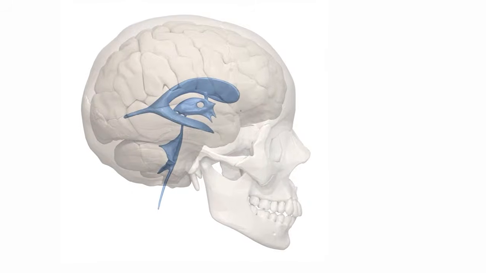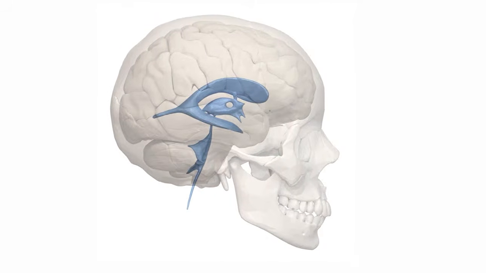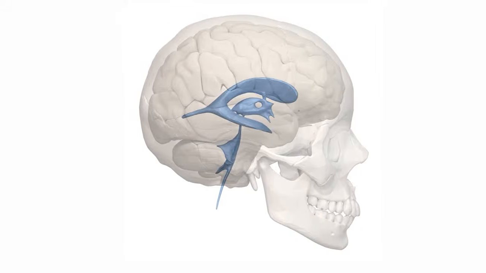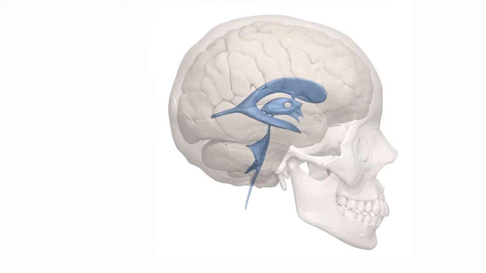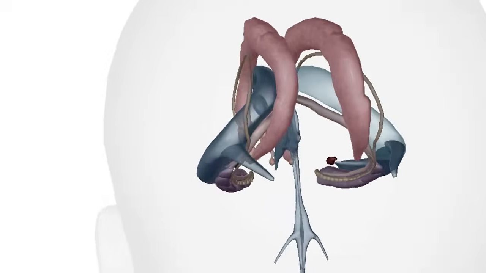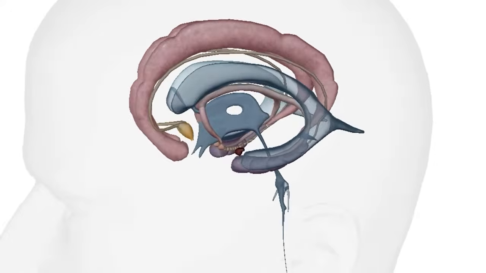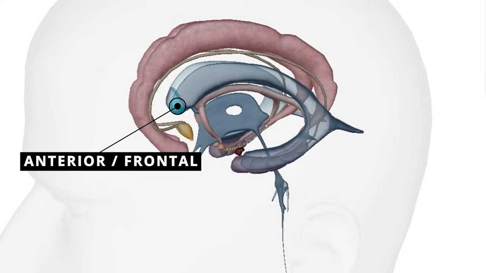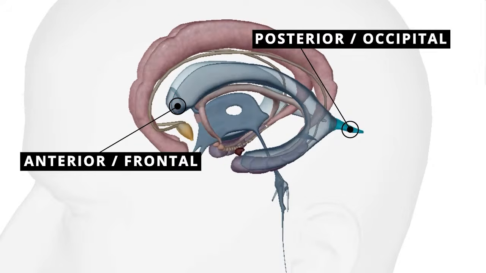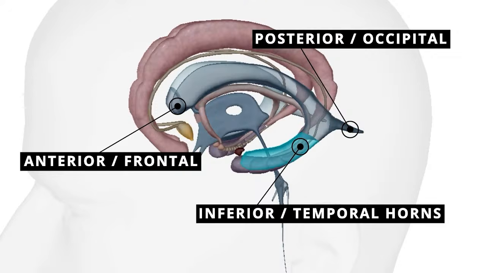These are the largest of the ventricles and are found within each hemisphere of the cerebral cortex, having a curved, horseshoe-like shape. Each lateral ventricle consists of a central body and 3 protruding horns, the anterior or frontal, posterior or occipital, and inferior or temporal horns.